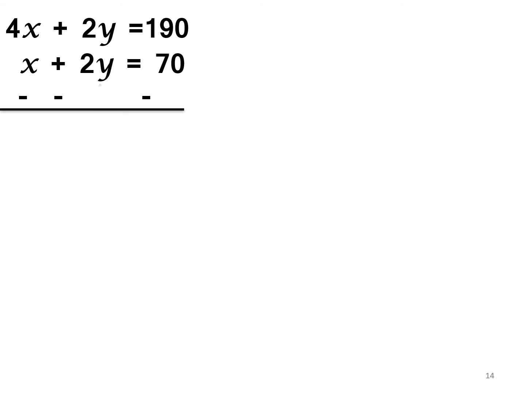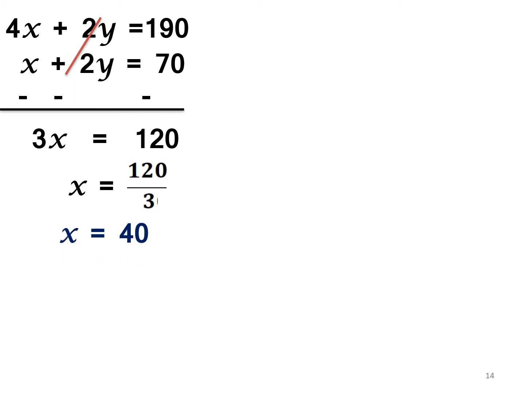Plus 2y minus 2y gets cancelled. 4x minus x is equal to 3x. 190 minus 70 is equal to 120. So 3x is equal to 120. x is equal to 120 upon 3, and x is equal to 40.